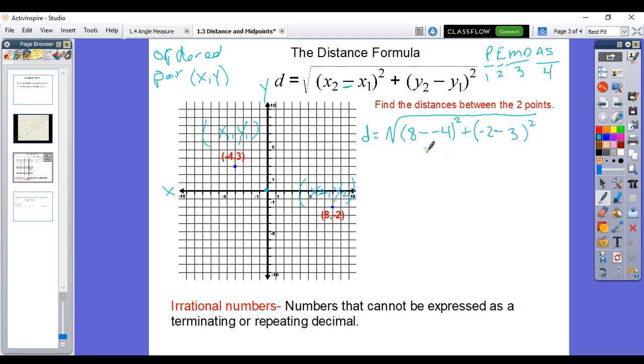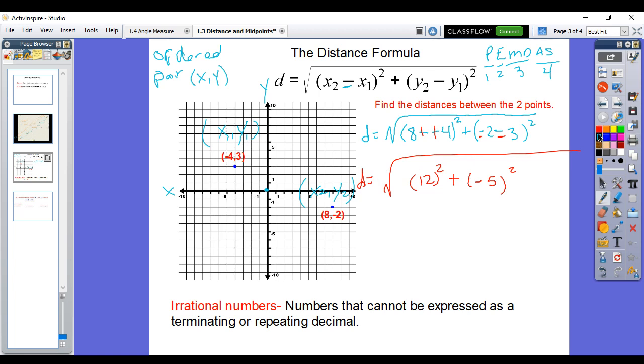So as it says, we start with parentheses. In here, we work this out first. So 8 minus the negative 4 means they switch to positive. So it becomes 8 plus 4. We get 12 squared plus negative 2 minus 3. Because they have the same sign, you add the number. So negative 2 minus 3 gives us a negative 5 quantity squared. Of course, we still have the big old square root over the whole thing.